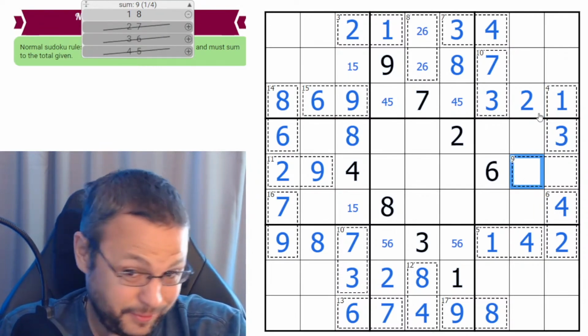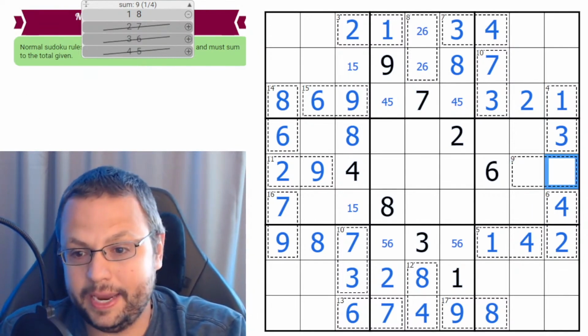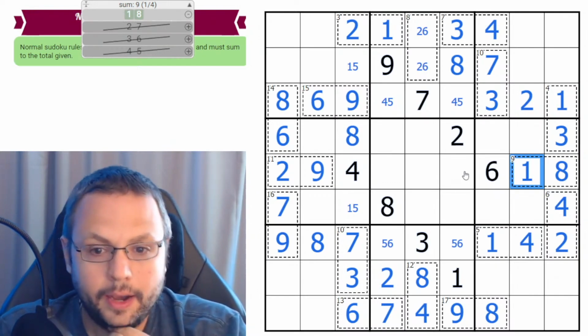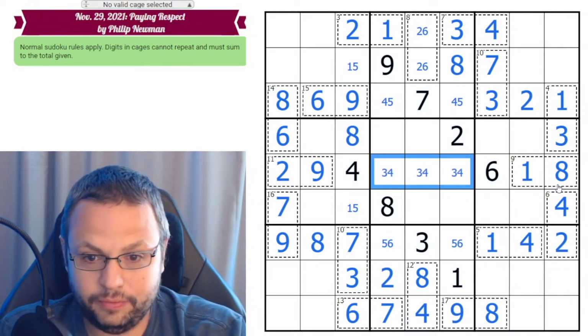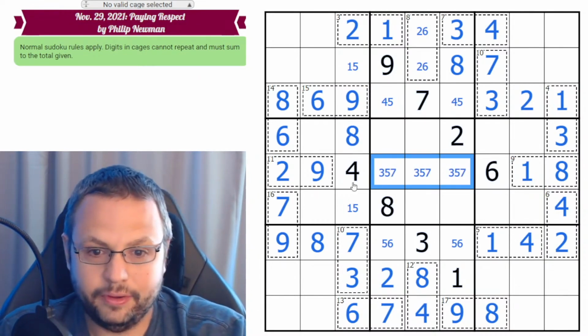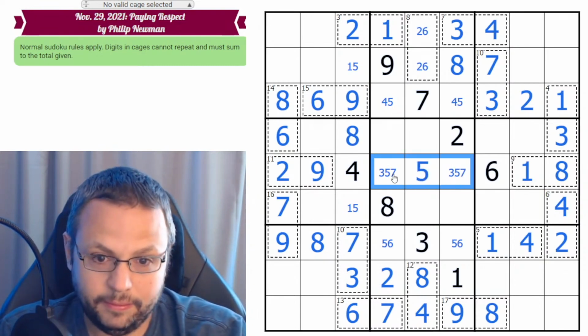If I'd have written this in, it would have worked symmetrically, just like I expected. But I didn't write in the 2, and so when I didn't write in the 2, I didn't know that this 9 cage didn't have a 2 in it. So this 9 cage is a 1 8. I think it's an 8 and a 1 in that order. So now I should just go ahead and start writing these in. 3, 5, 6, 7, 8, 9. So these are 3, 5, 7, except this one's not 3 or 7, so it is a 5.